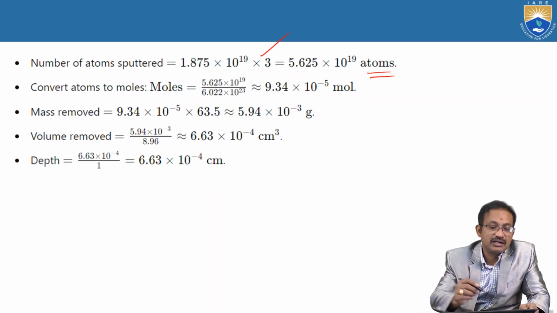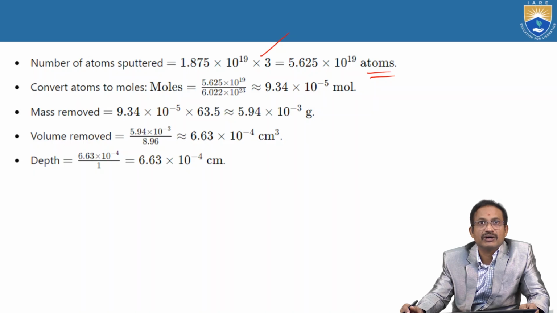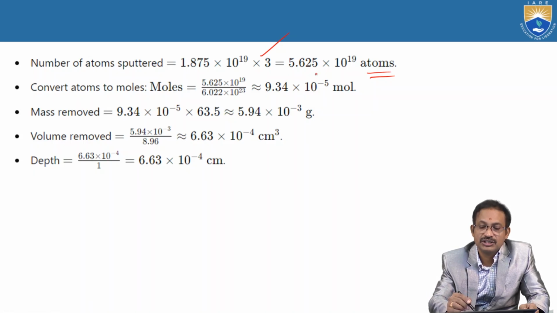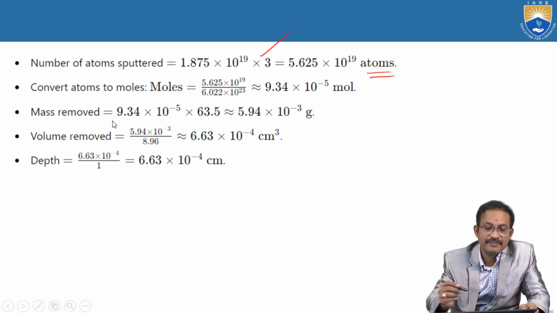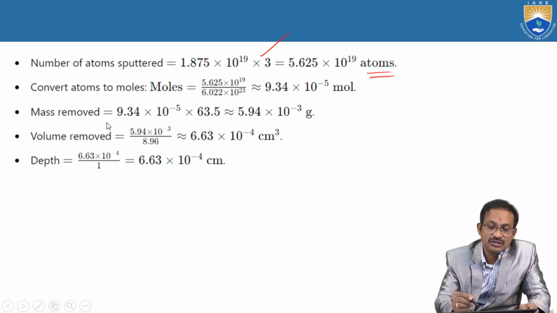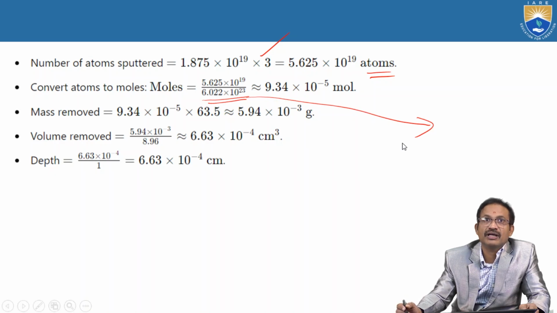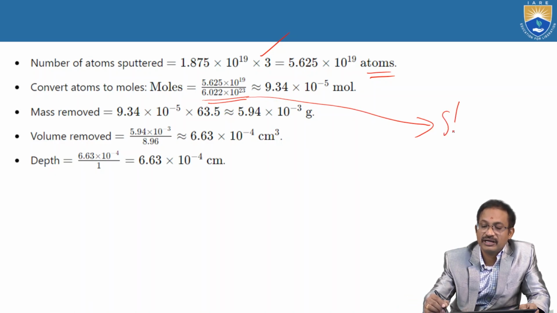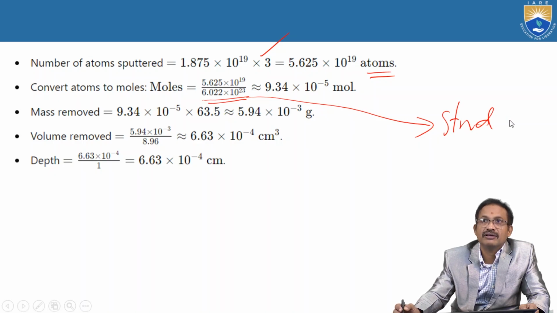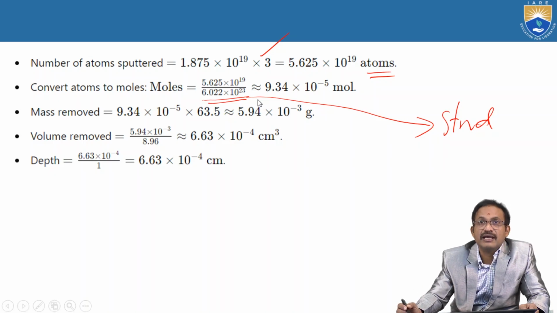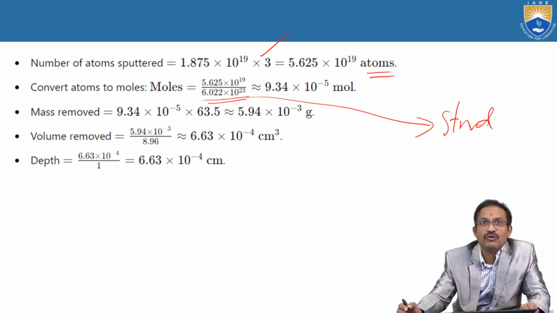Next, convert atoms to moles. So moles equal to 5.625 into 10 power 19, the number of atoms sputtered, divided by 6.022 into 10 power 23. This is standard, we have already studied it in our earlier studies. So that value is 9.34 into 10 power minus 5 mole.